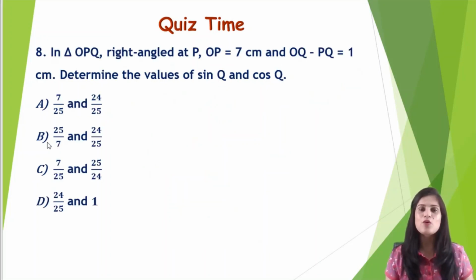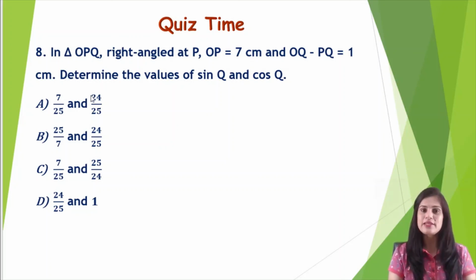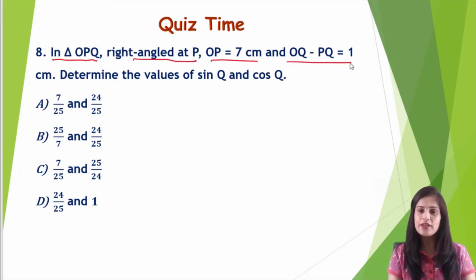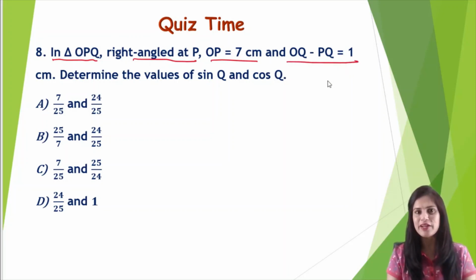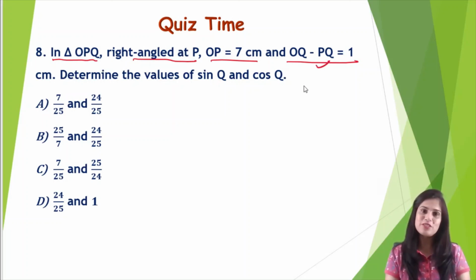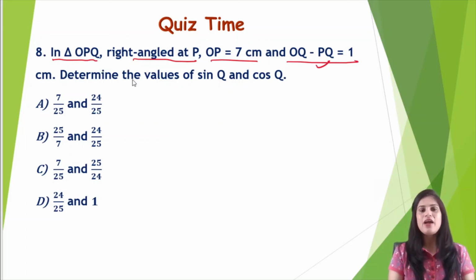Moving to the next question, and yes, difficulty level is increasing. Okay, so let's read the statement. In triangle OPQ, right angled at P, OP is 7 centimeter, OQ minus PQ is equal to 1. This time the value is not given individually, it is given in relation, and the relation is OQ minus PQ is equal to 1. Okay, and we need to find the values of sine Q and cos Q, right?